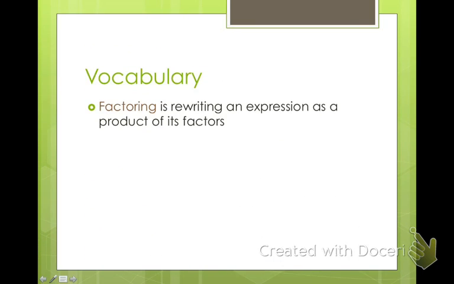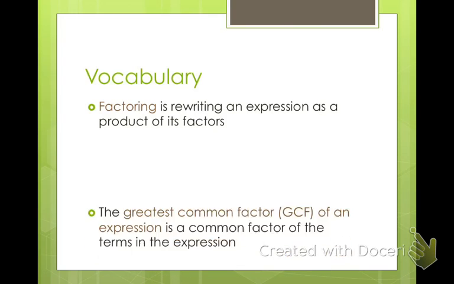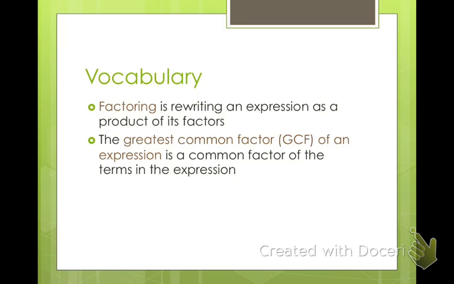So for our vocabulary, factoring is rewriting an expression as a product of its factors. So basically, if you multiply two things together, you can then separate those things out and say, these are the things I multiplied together to get this. The greatest common factor, or the GCF of an expression, is a common factor of the terms of the expression. So it's what goes into each part of the expression.